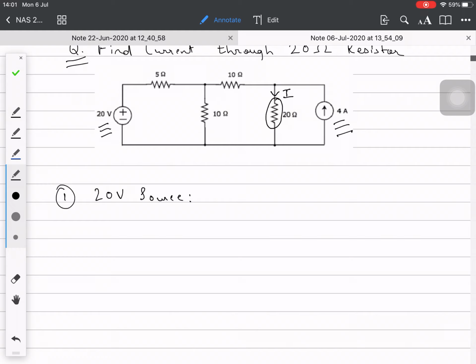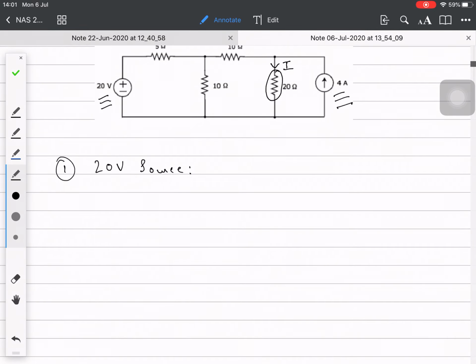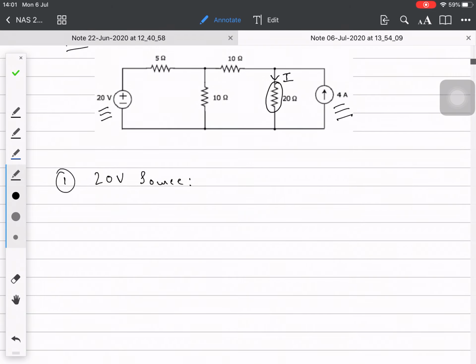Now if I consider my 20 volt source, I will first redraw my entire circuit with only the 20 volt source and removing the other source. In this case it will be the 4 ampere current source. So let me redraw the circuit.